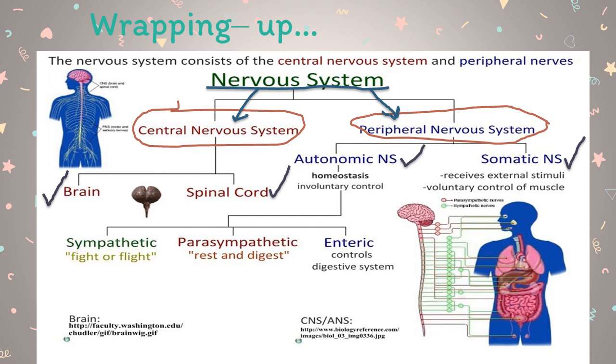Then the autonomic nervous system is further subdivided into two parts. We have the sympathetic, which is involved in the fight or flight response, and the parasympathetic nervous system, which is involved in relaxation. Each of these subsystems operates in the reverse of the other. Both systems innervate the same organs and act in opposition to maintain homeostasis.